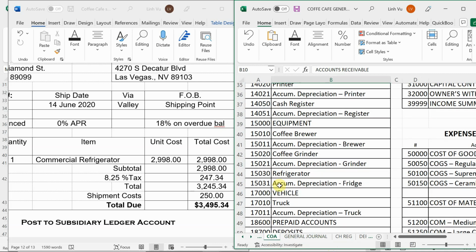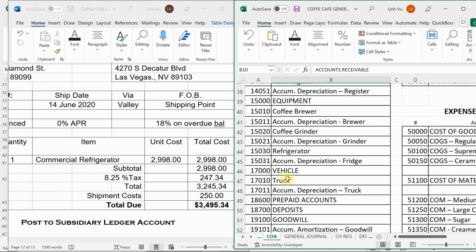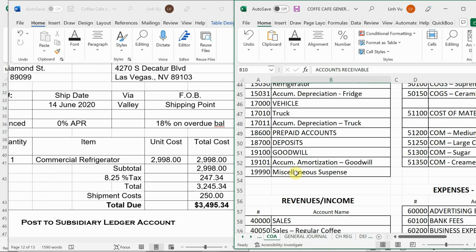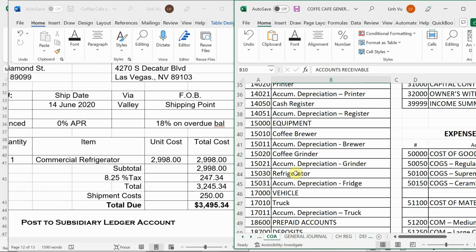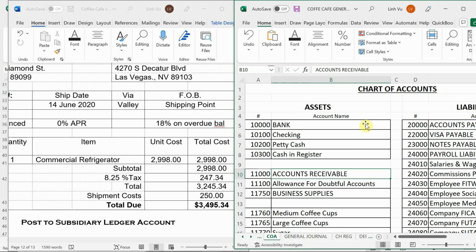This is called an asset, right? Because we're buying a refrigerator, it's electronics and machinery, it's to keep our stuff cold. So in this case, let's see, refrigerator, yes we do, for 15030. We bought equipment. Okay? And we got the notes payable for 23,000. Okay?